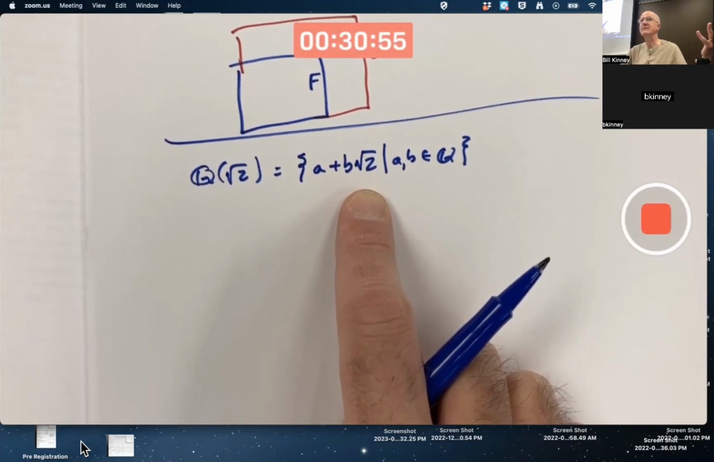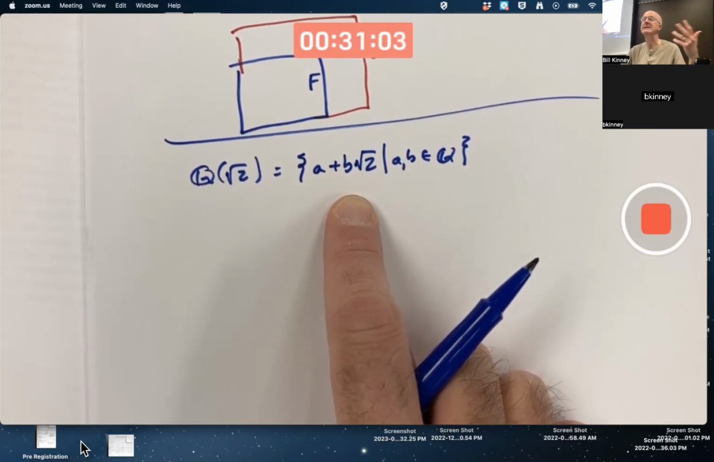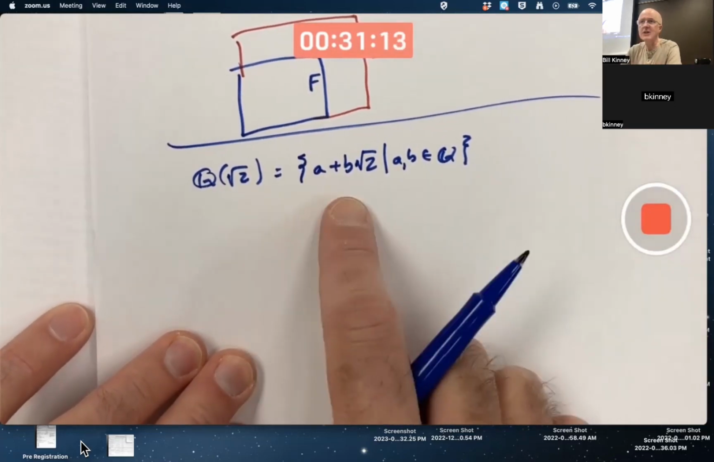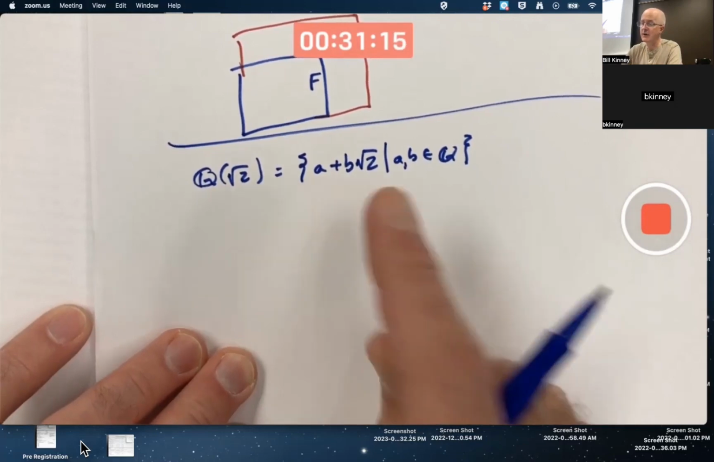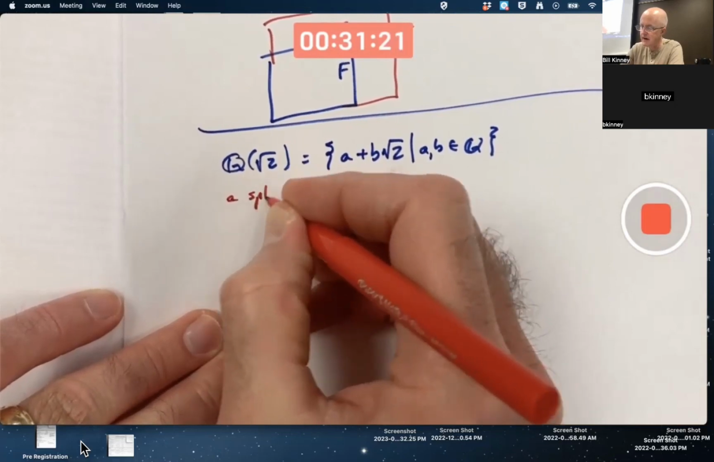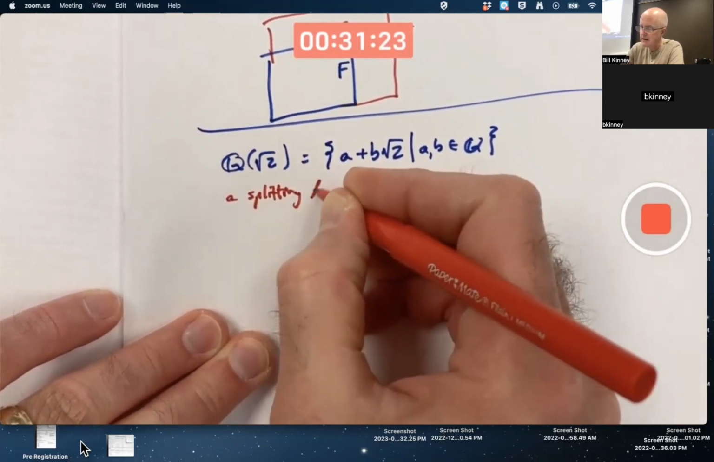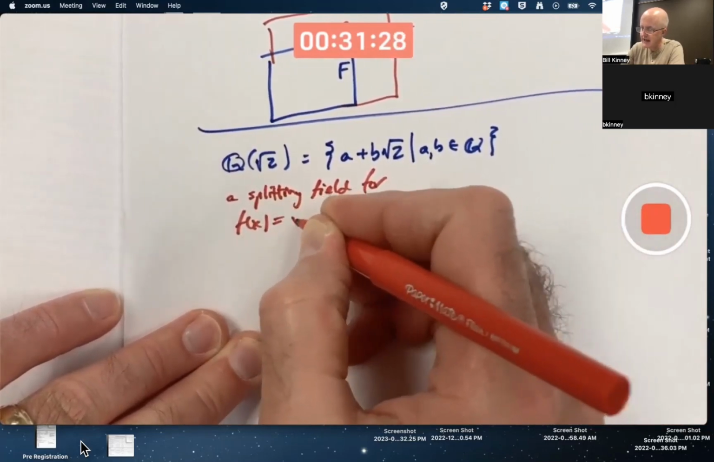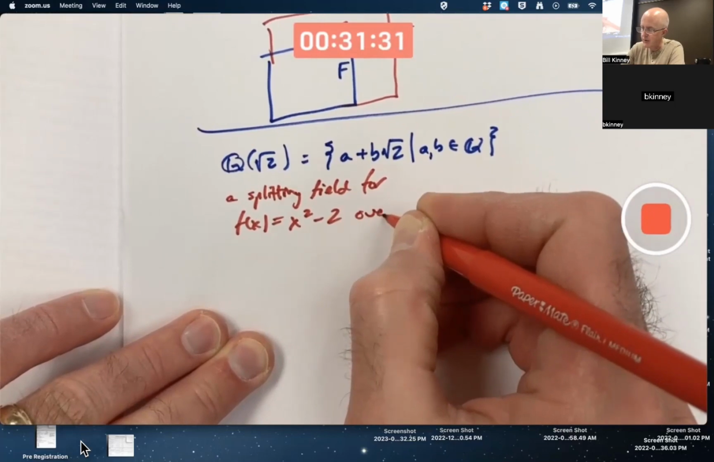So, by the theory of vector spaces, the set 1, square root of 2 is a basis for this as a vector space over the rationals. It's a two-dimensional vector space, and that is important in chapter 20. This is an algebraic extension. In fact, you could say it's the splitting field, or a splitting field, for the polynomial f of x equals x squared minus 2 over the rationals.